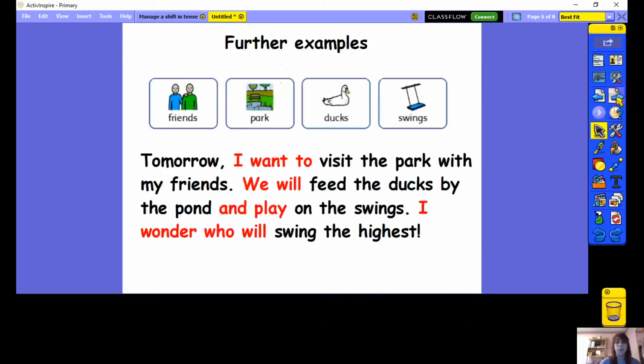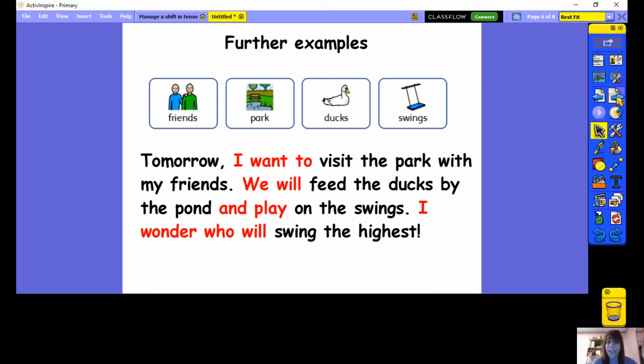So I've got another example here. What I've done is collected a few pictures. I've got one of some friends, a park, some ducks and some swings, and I have constructed a future tense sentence using those pictures. I've highlighted in red where I have used the future tense. Tomorrow, I want to visit the park with my friends. We will feed the ducks by the pond and play on the swings. I wonder who will swing the highest.